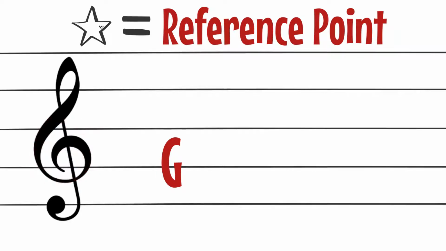Note names follow the musical alphabet pattern, both ascending and descending, from the G reference point of the treble clef. The space above the G is the note A. The line above the A is the note B, the space below the G is the note F.